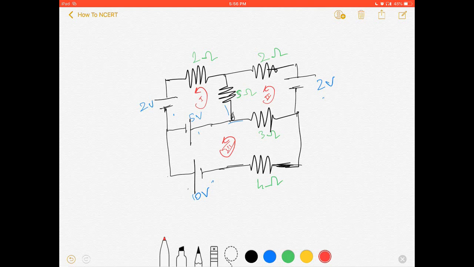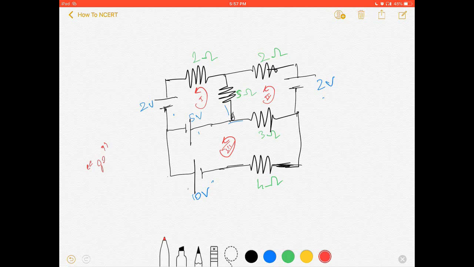When you solve loops, you have to take a direction to go in. You have to go in one direction to solve circuits. How this should work, I'll let you know in a bit. All right, now the next step.